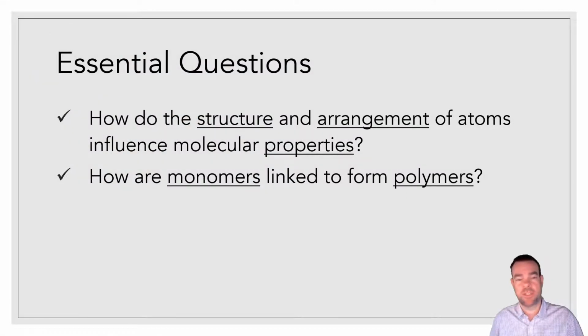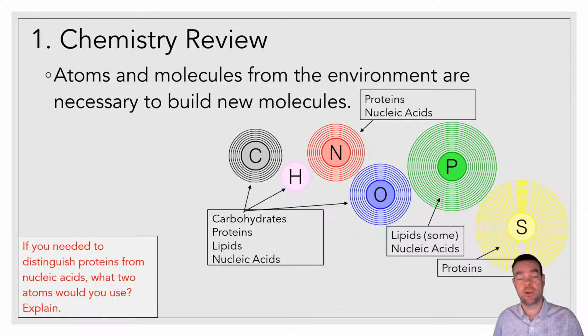So what I want to focus on today is actually the arrangement of atoms within molecules, and the way that the structure and their arrangement affects the function of the molecule. Also, I want to get briefly into how we link together monomers to make polymers, because over the next few days we're going to be talking about the four main biological molecules. So those four main biological molecules are carbs, proteins, lipids, nucleic acids.